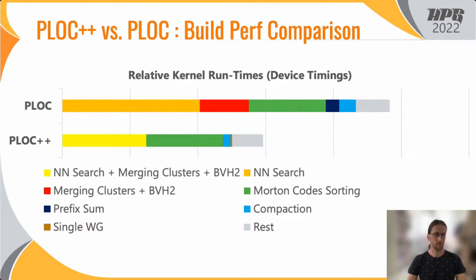Also, PLOC++ gets rid of the entire prefix sum part and uses only a lightweight compaction phase. What's interesting is that for PLOC++, the pre-build phase, which means Morton code generation, sorting, etc., has already larger cost than the actual iterative BVH build phases.